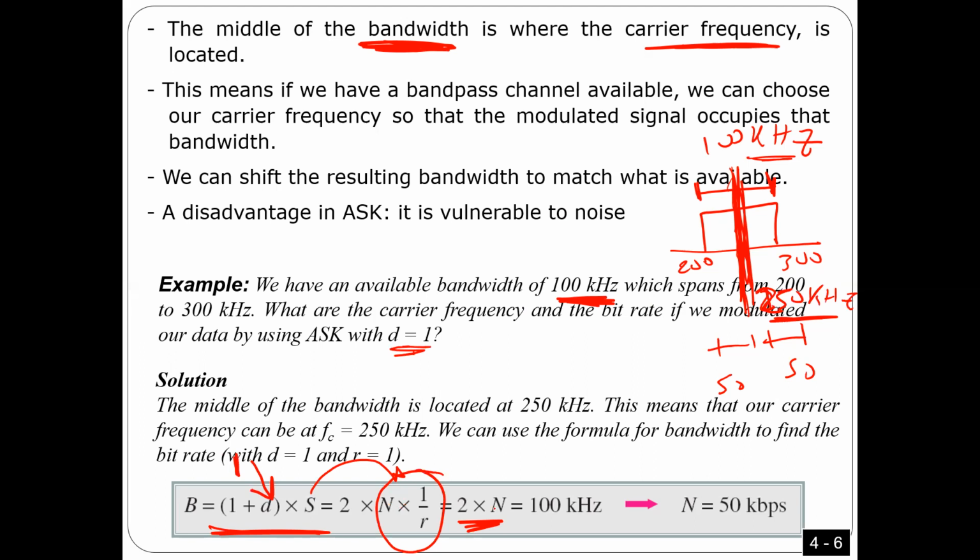Okay. So 2 times N should give you the bandwidth, which is 100K. So that means the bit rate is going to be 50, half of the bandwidth in this case, in kilobit per second. So if I give you 100 kilohertz, that means I can transmit with 50 kilobit per second, in case D is 1. Any questions?